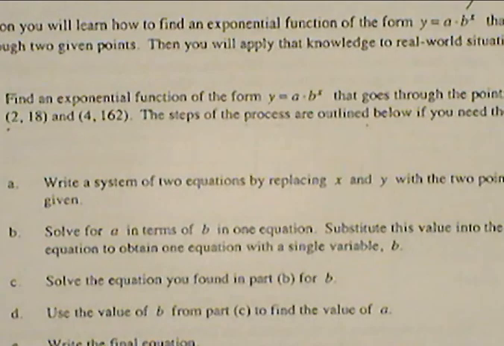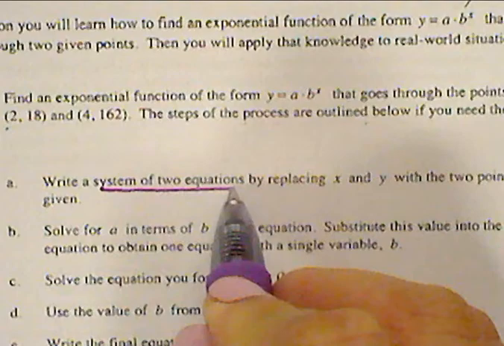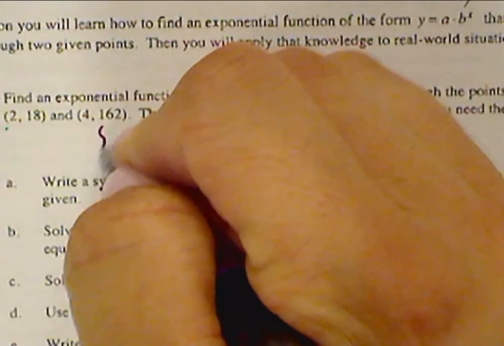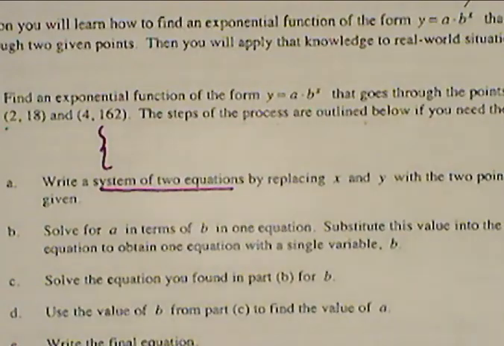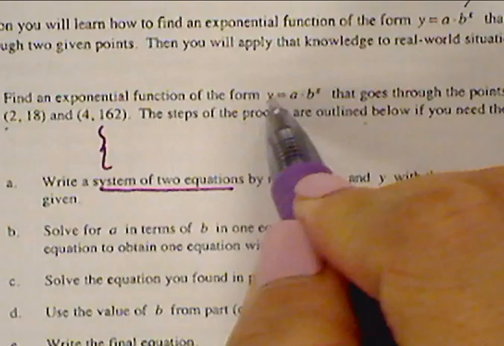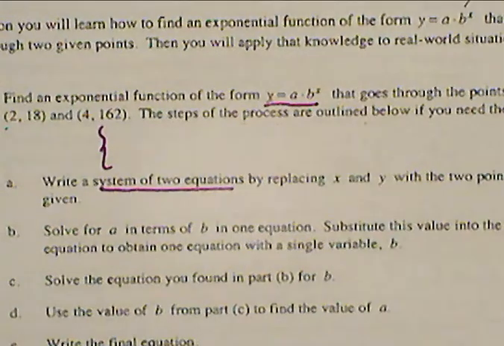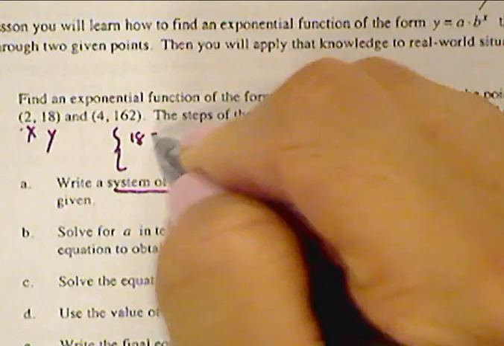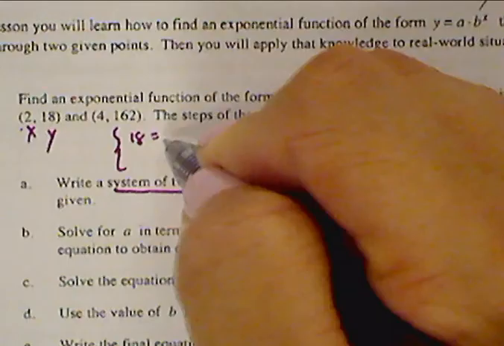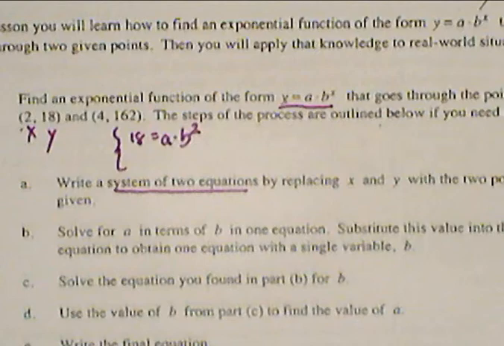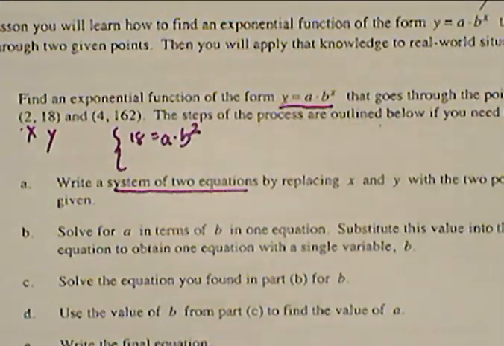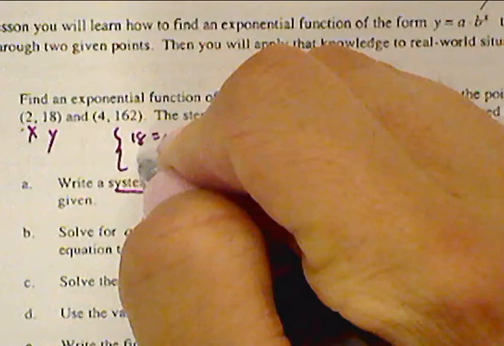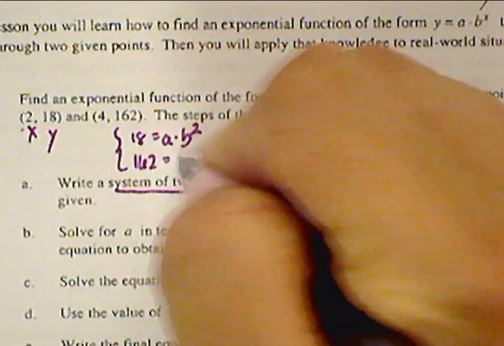So it says write a system of 2 equations. So I need to have 2 equations, right? What's my first one gonna be? Y equals. But I'm gonna plug in, because look, isn't this x and isn't this y? So 18 equals a times b to the second power. That's my first equation. How many variables do I have there? 2. How many equations do I need to solve them then? 2. Well, good thing I have another point. 162 equals a times b to the 4th power.